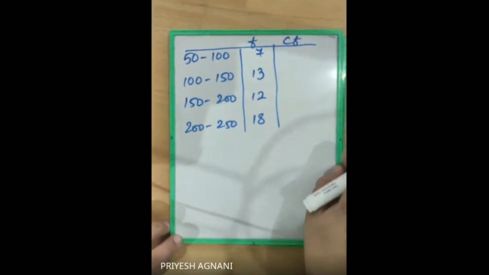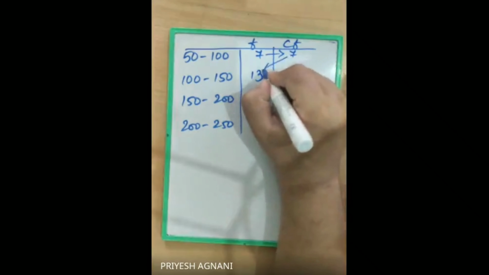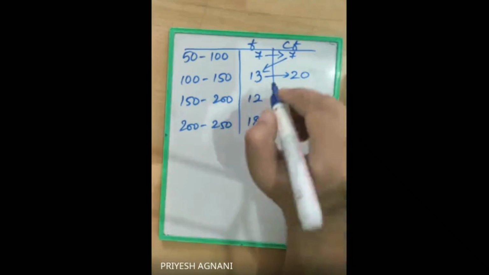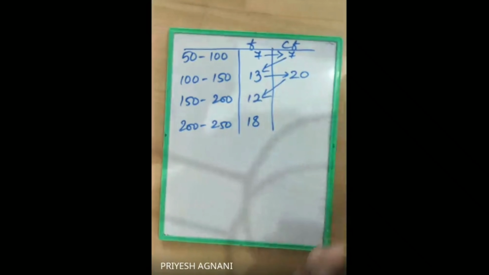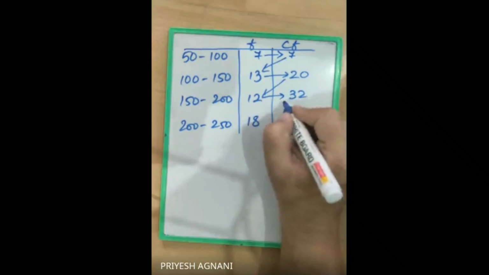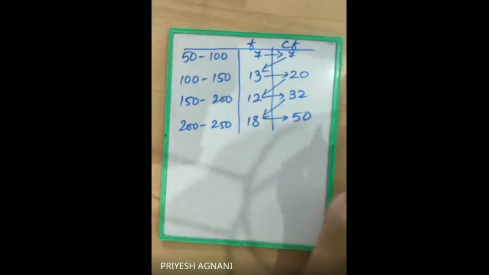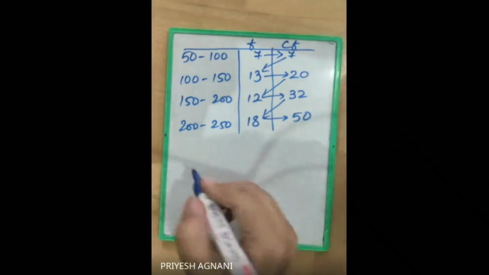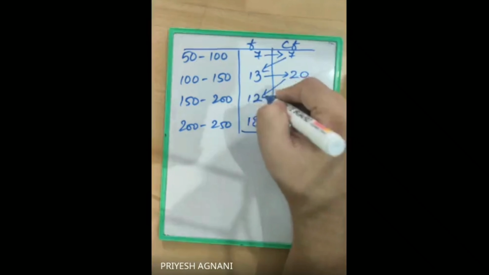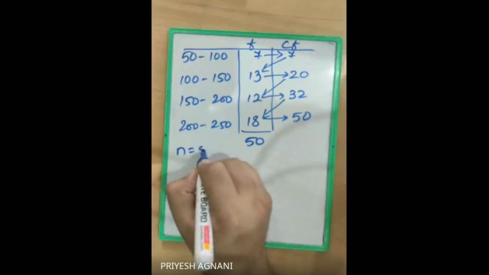How to find the CF? 7 will come over here. 7 plus 13 will come over here. 7 plus 13 is 20. 20 plus 12, that is 32 will come over here. 32 plus 18 will come over here, that is 50. So here the total, when you do it, 7 plus 13, 20 plus 12, 32 plus 18, you get 50 only. So here we have n is equal to 50.